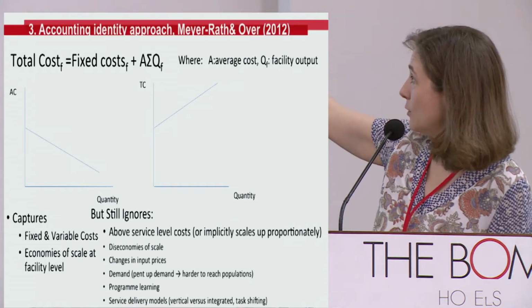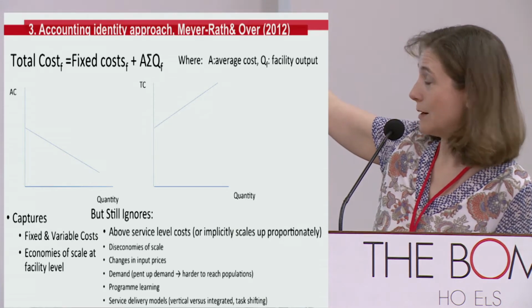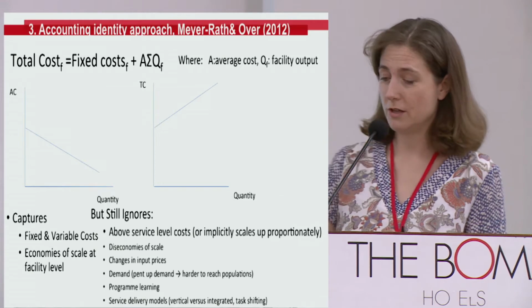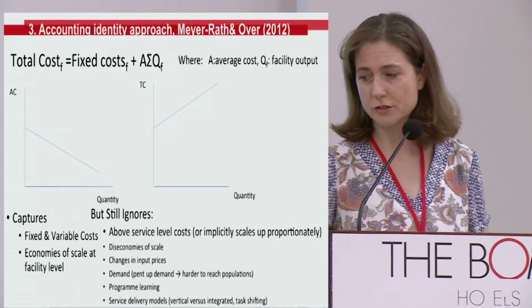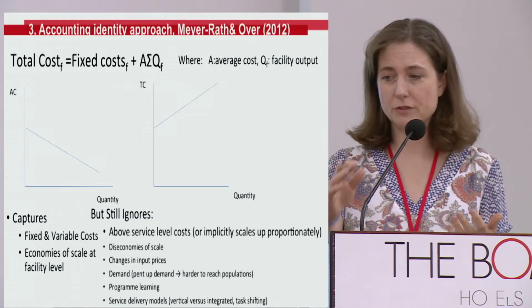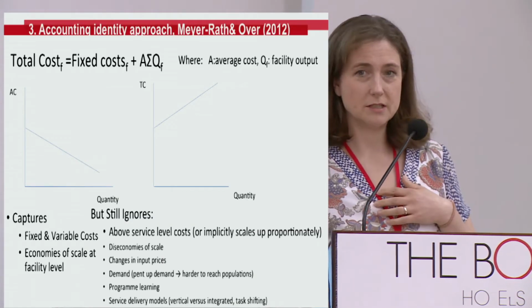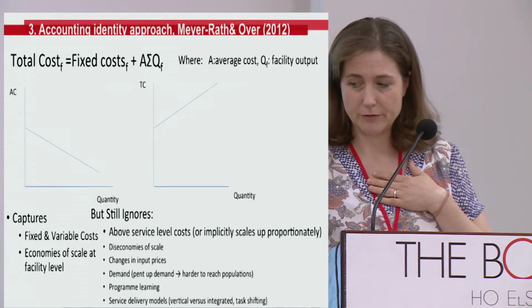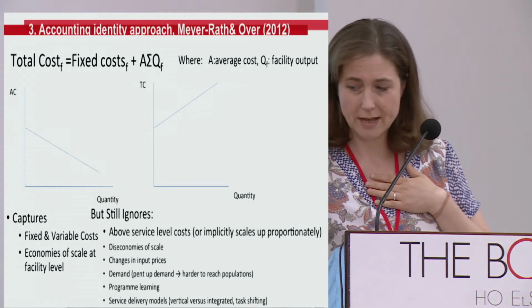So at the beginning where you see a total cost is starting up a bit higher, those are your fixed costs, and your variable costs will lead to your upward sloping total cost curve. This is good, but it doesn't take into account above service level costs. And obviously a program like what we're doing has a lot of above service level costs. So we want to have a bit more nuance.